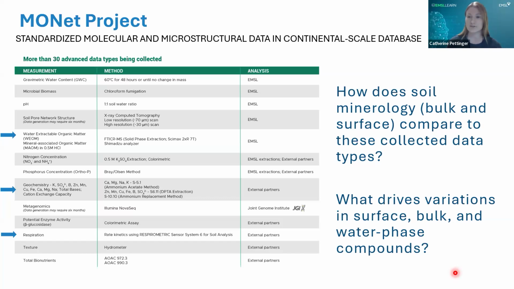With all this different data, we can start to really put together a picture of what is happening in the subsurface. One of my questions that I've been looking at while here is how we also fit in some soil mineralogy, such as bulk and surface, compared to already collected data types, and what drives any of these variations that we're starting to see.